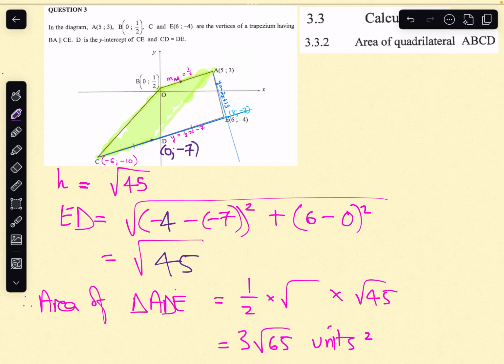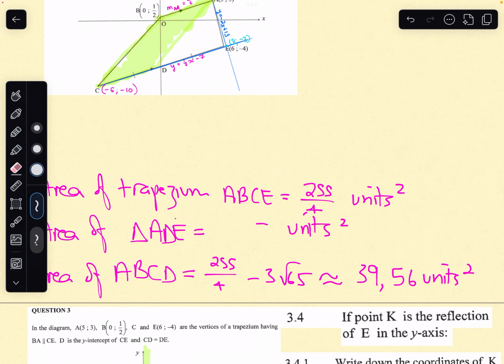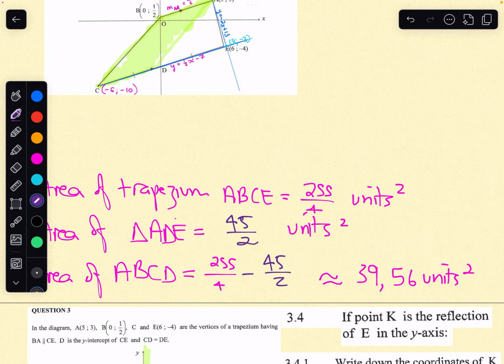Oh. Right, so this ends up being root 45 times root 45 is just 45, and half of that. Okay, so now to work out the area of the weird little shape, this is now 45 over 2, so we might, oopsie. Okay, that looks more wholesome.